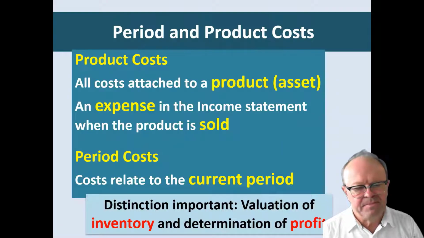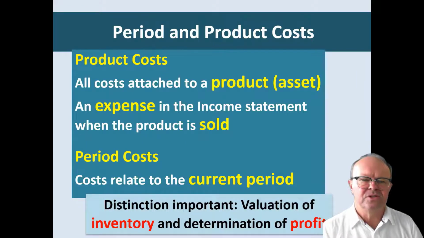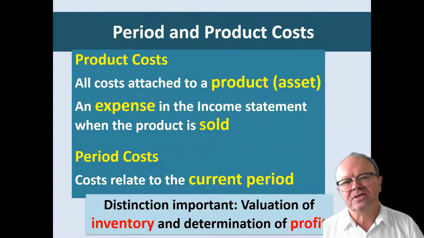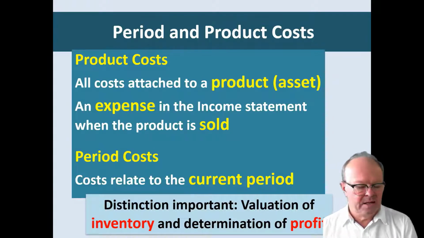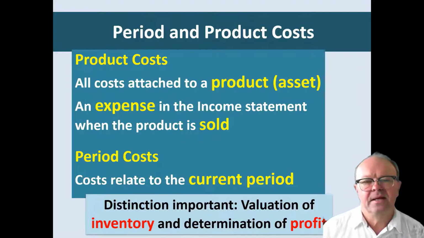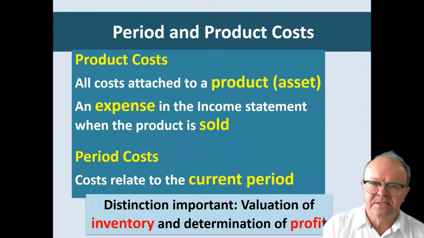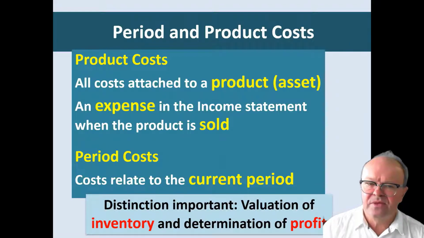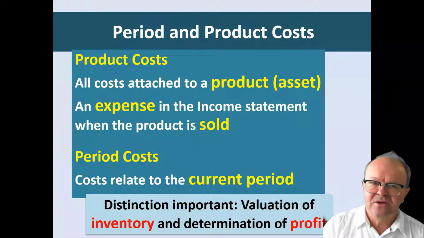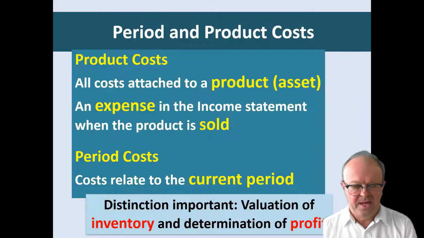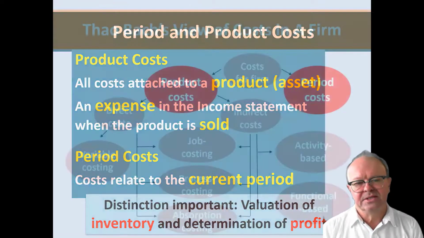And this distinction is important in two areas: the valuation of inventory and assets, since the more costs we put into products, the more we'll have sitting in inventory, and also the determination of profit. We'll talk a bit about that later on in the coming weeks. It's a judgment as to whether we put things into period or product costs, but those judgments can have an effect on the value of our inventories and on the level of profits for a period. So it's an important distinction.